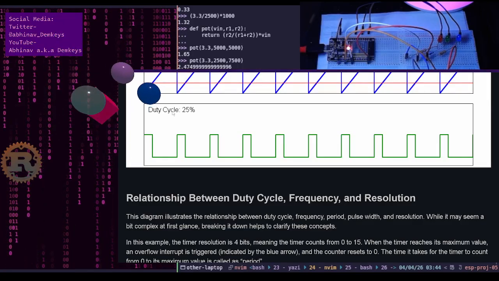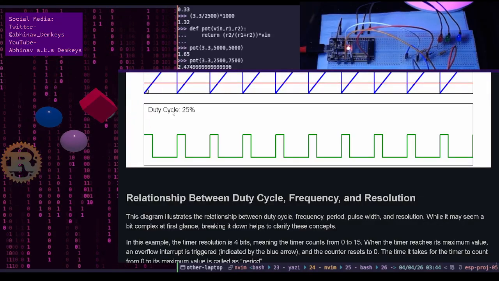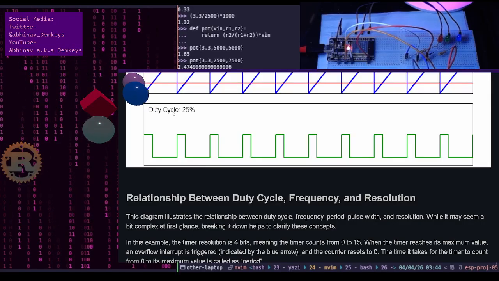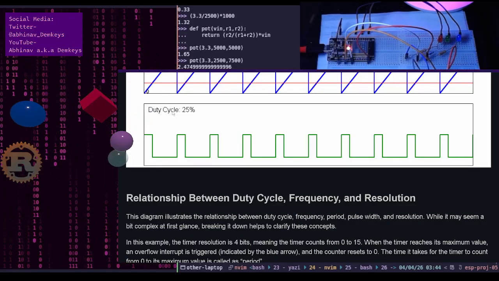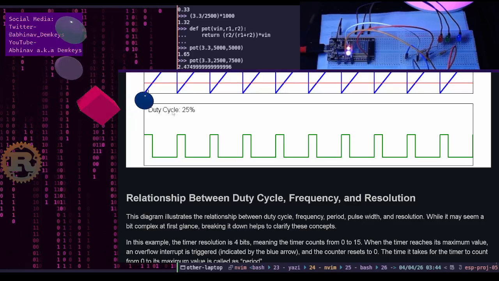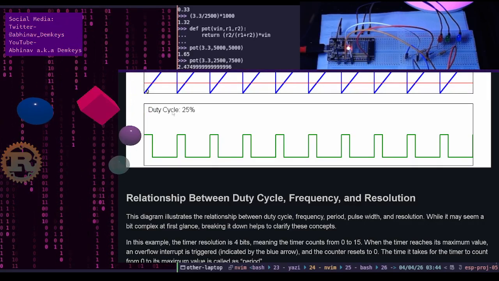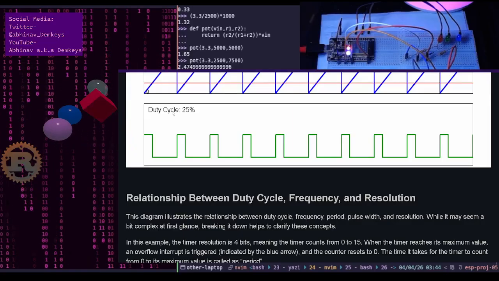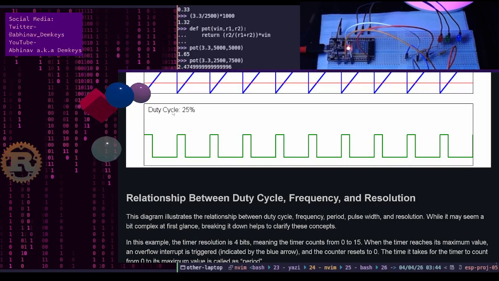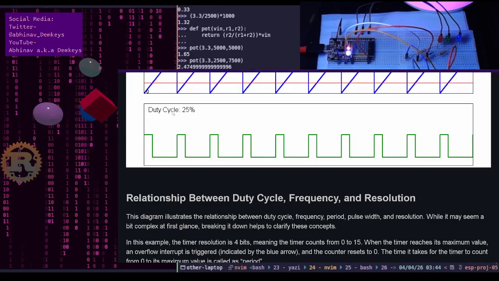Okay, so that helps put things into perspective. For some reason, I was considering duty cycle to mean the entire on-off cycle.